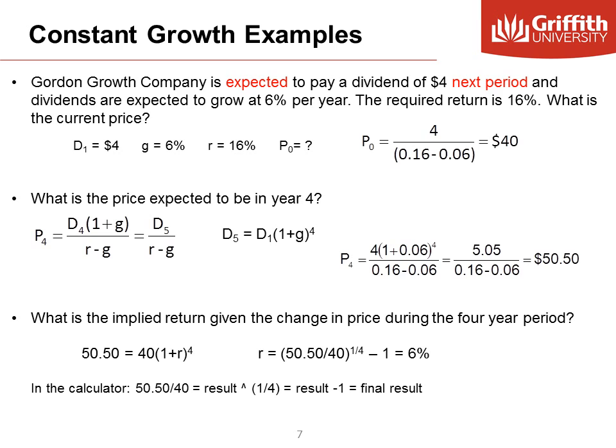The last question asks, what is the return? What is the implied return given the change in price during the 4-year period? By looking at the figures, what do we have? We have the price today, or the present value, of $40, and we have the price in year 4, or the future value, the $50.50. And also we have the number of periods, 4 years. The only thing we don't know is R. And using algebra, we can isolate R from our equation to find that R is 6%.